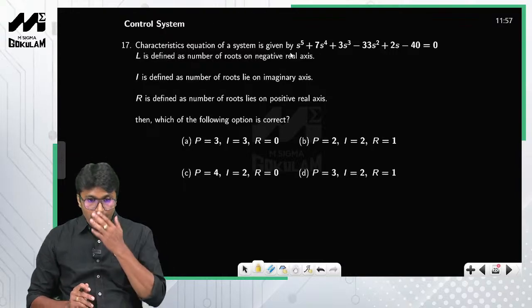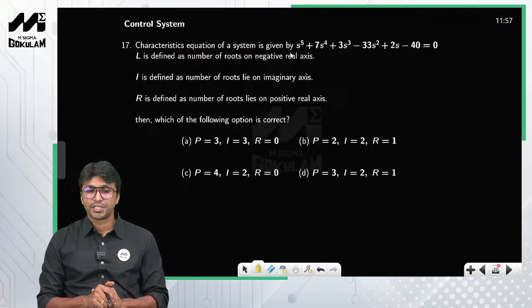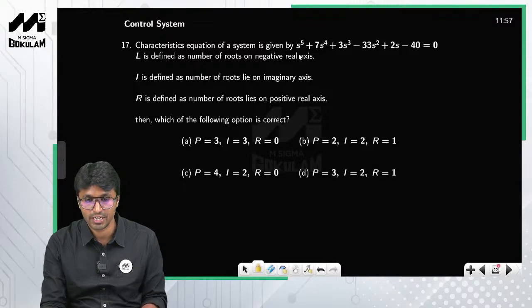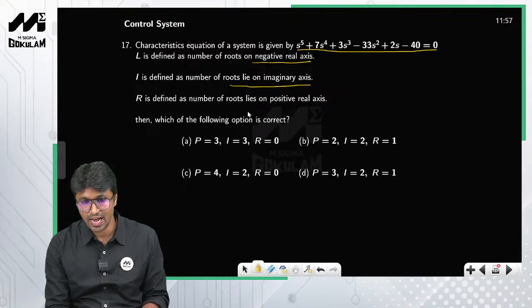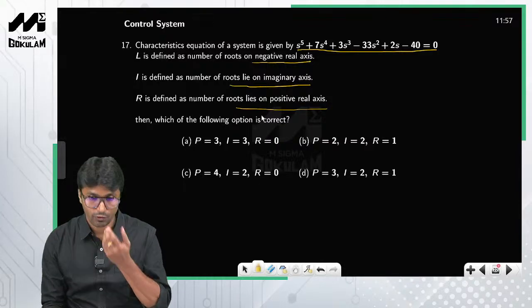So now we have questions from control systems. The characteristic equation of a system is given to you. L is defined as the number of roots on the negative real axis, I is defined as the number of roots on the imaginary axis, and R is defined as the number of roots on the positive real axis. Then which of the following options is correct?